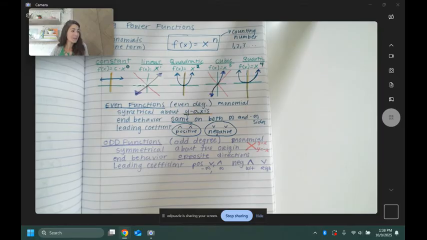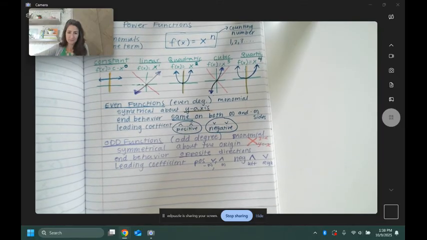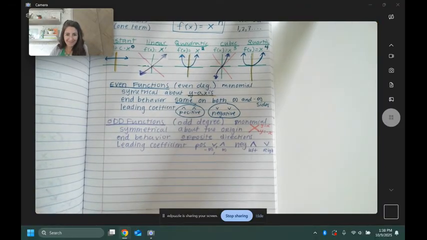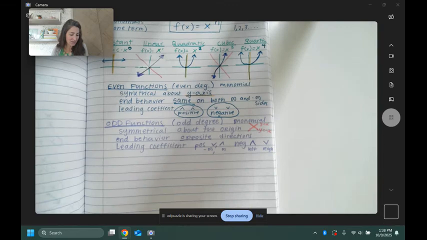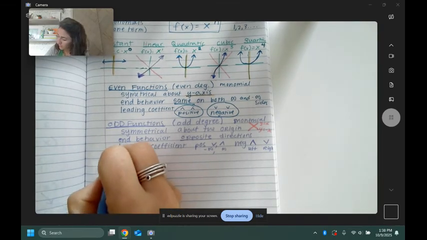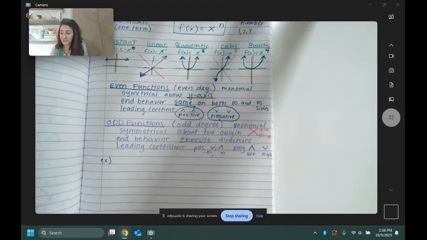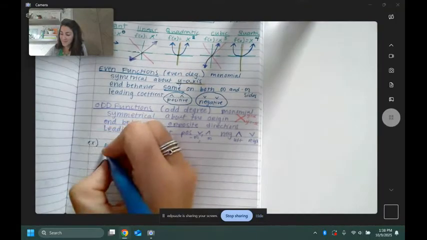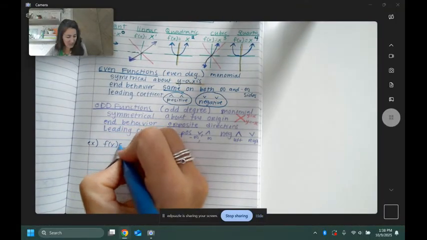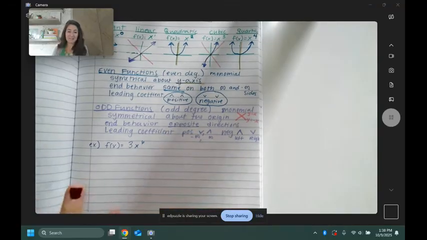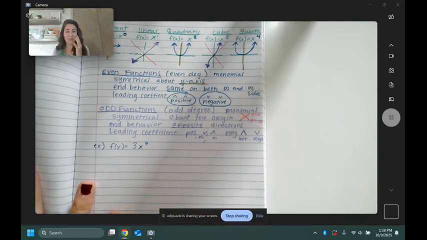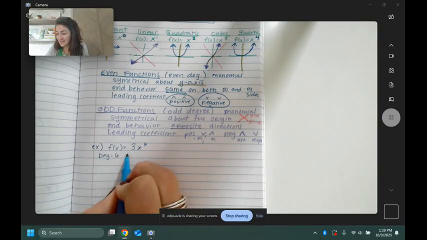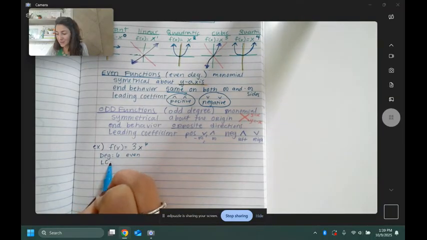Let's do two examples to really see what problems in this type of lesson would look like. For example, I want you to first really describe the function and then graph this function, 3x to the sixth. So before I pull up the graph of it, I want to really think about this. My degree is 6. That's an even number. My leading coefficient is 3.